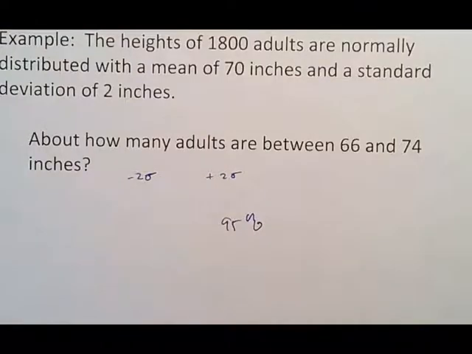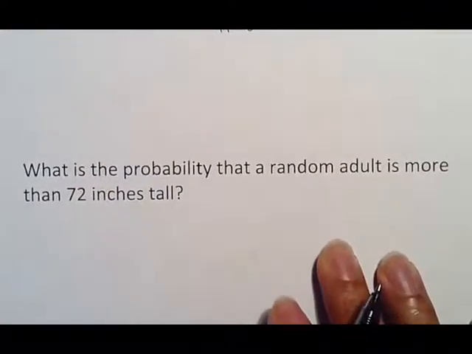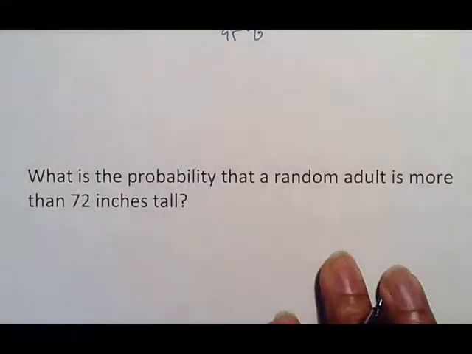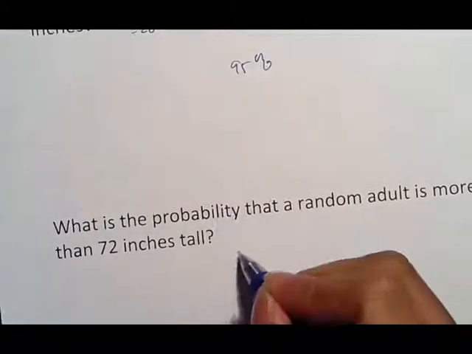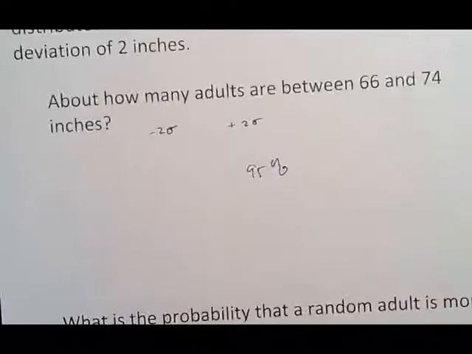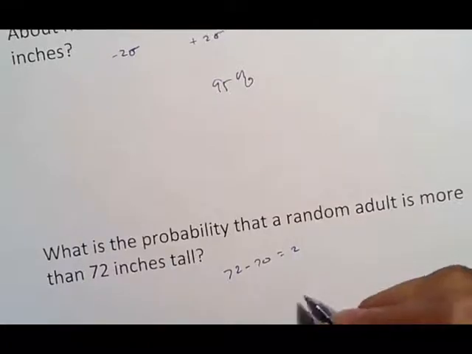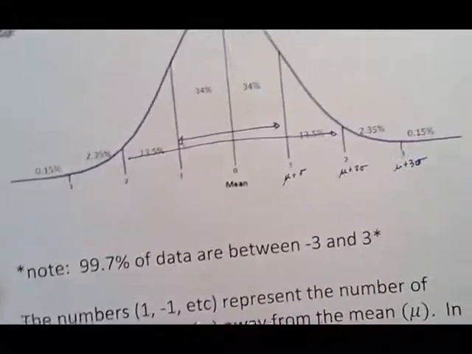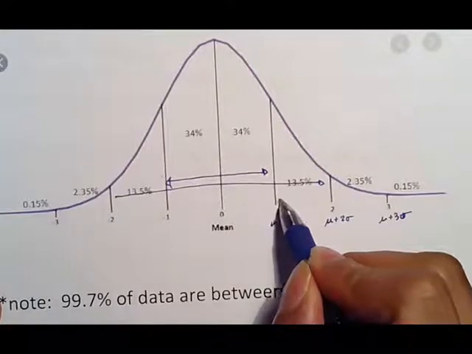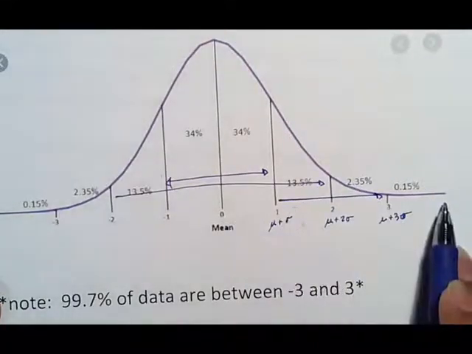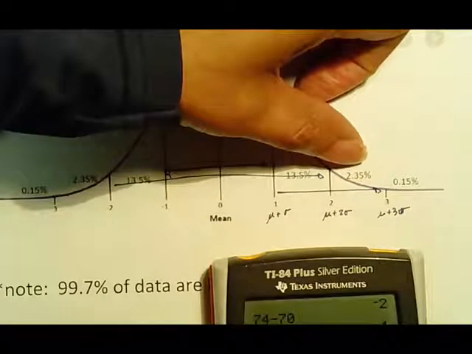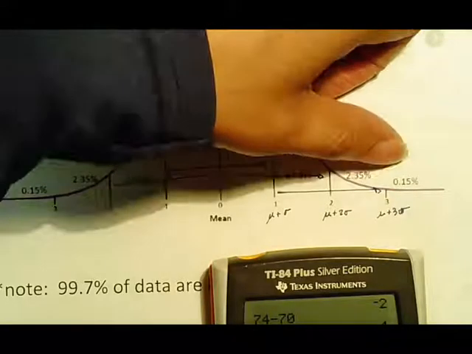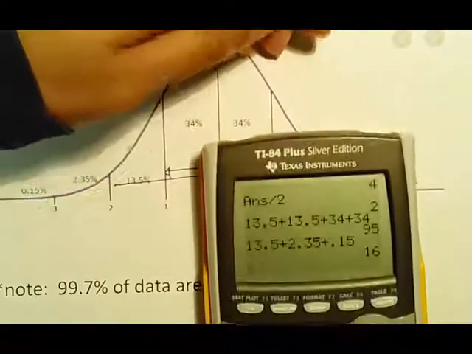Alright. Then it says, what is the probability that a random adult is more than 72 inches tall? Again, this is not really a probability problem as much as it is just looking at this table and making sure you know what you're doing. 72 inches based off of the mean of 70. Again, 72 minus 70 is 2, and based off of the standard deviation of 2, that is 1 deviation. And so you want to be taller than 72, so you're looking at everything over here. That's where you add all those percentages, which is 13.5 plus 2.35 plus 0.15, which is 16%.